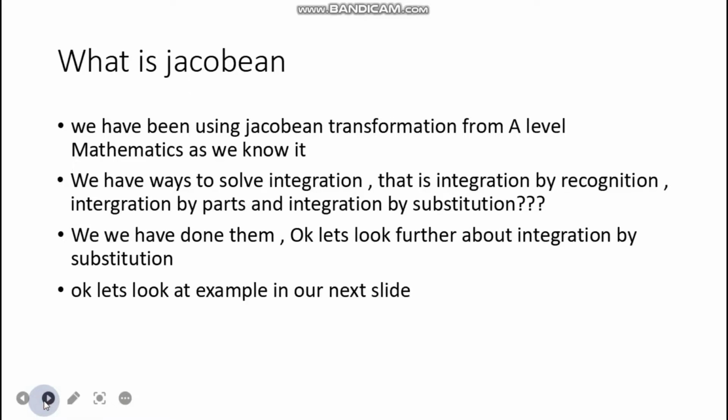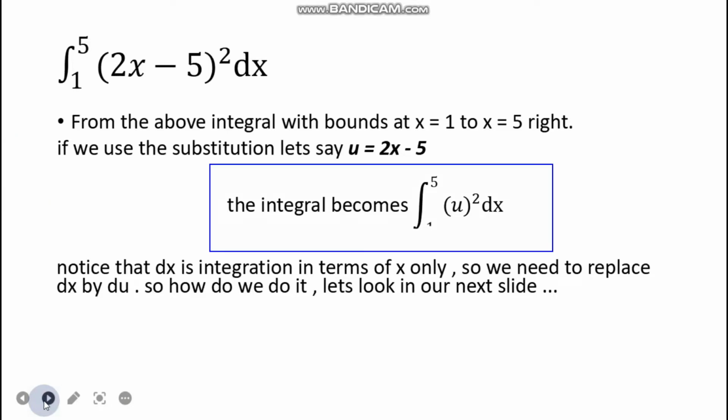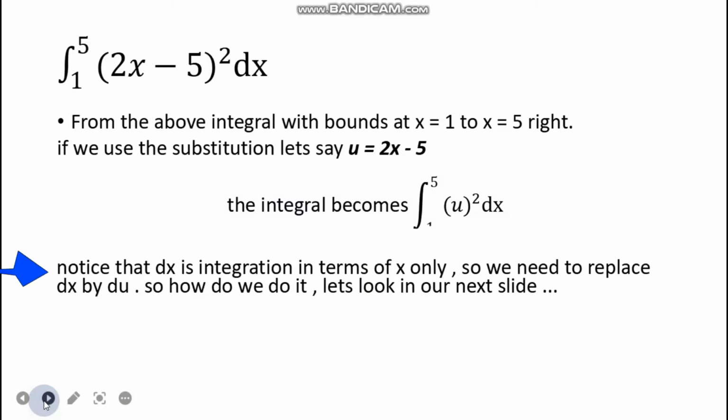Okay, let's look at an example in our next slide. From the above integral with bounds at x equals 1 to x equals 5, if we use the substitution, say u equals 2x minus 5, the integral becomes as follows. Notice the dx is integration in terms of x only, so we need dx by du. How do we do it? Let's look in our next slide.